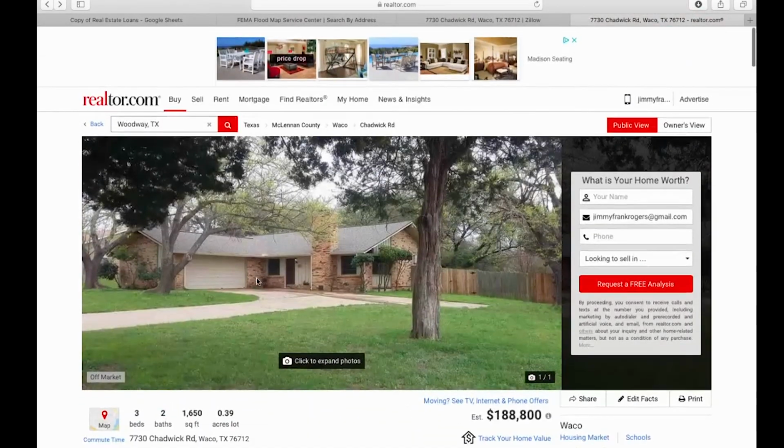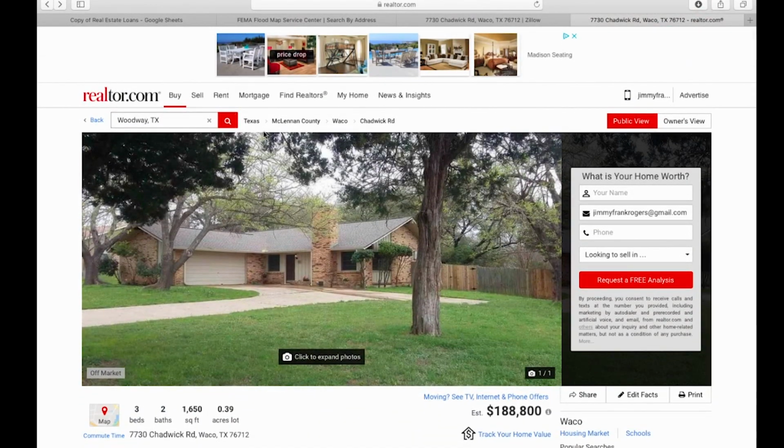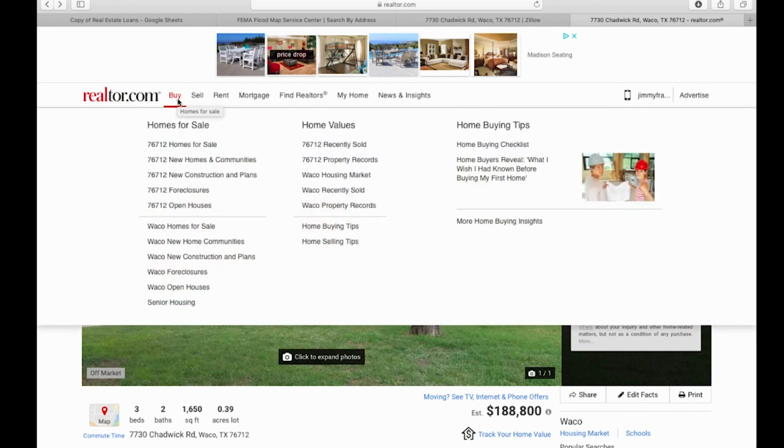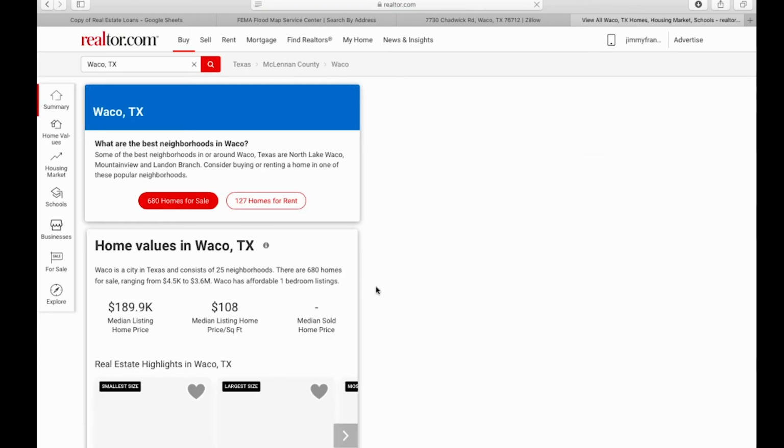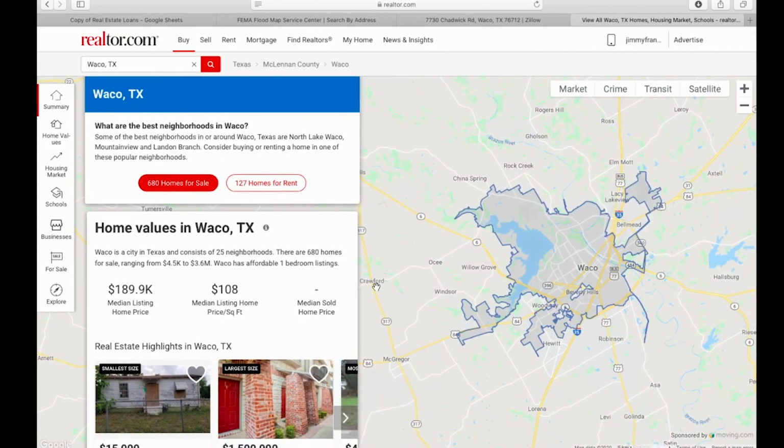One of the other nice things about this that I can look at if it's an area I'm not 100% familiar with is I can go up here. This is Woodway, Texas. I can click on the buy and look at the Waco housing market. Something that I want to check is to make sure they've got plenty of homes for sale. So here we've got 680 homes for sale in Waco. So that means we're going to have a pretty good data set. 127 for rent.